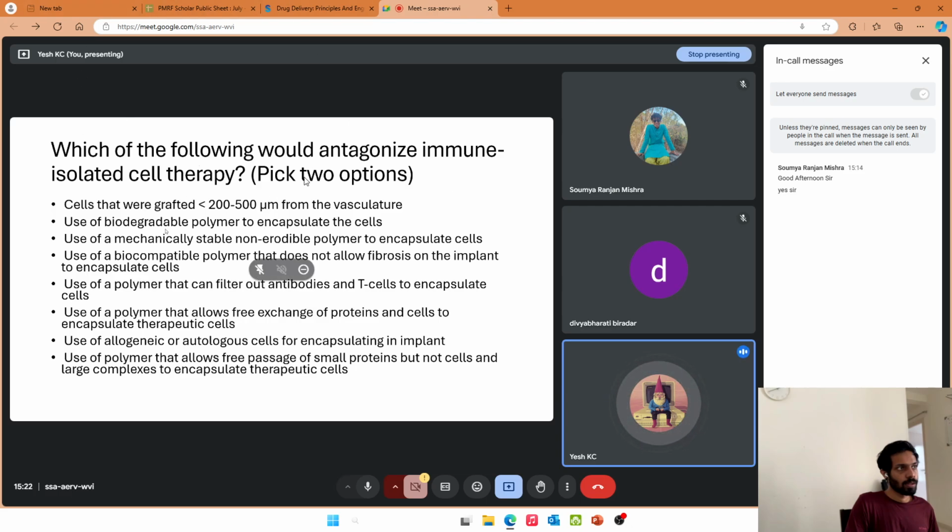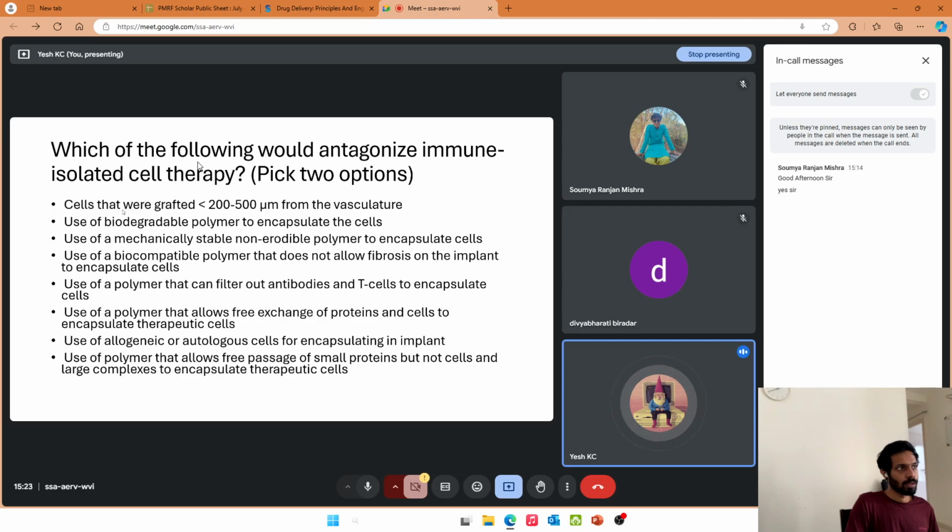Yeah. So now, which of these would cause a negative effect towards immune isolated cell therapy? Is it cells that were grafted within 200 to 500 micrometers from the vasculature? Probably not, because 500 micrometers will facilitate a very nice diffusion of the nutrients. Is it use of a biodegradable polymer to encapsulate the cells, a mechanically stable non-erodible polymer, or a biocompatible polymer that does not allow fibrosis on the implant?